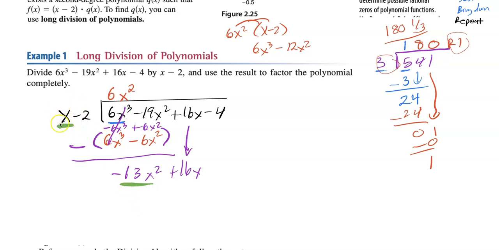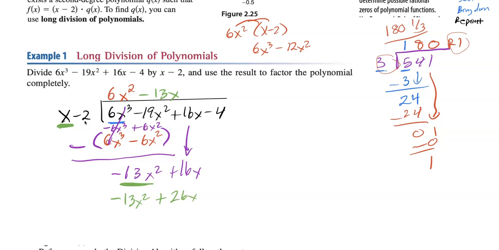What do you need to multiply x by to get negative 13x squared? A negative 13x. Then I'm going to skip this part. I'm just going to do the math, right? I'm going to get this guy and multiply by both of these. Right, so I'm not going to show it again, I'm just going to do it. So negative 13 times x is negative 13x squared. Negative 13x times negative 2 is positive 26.